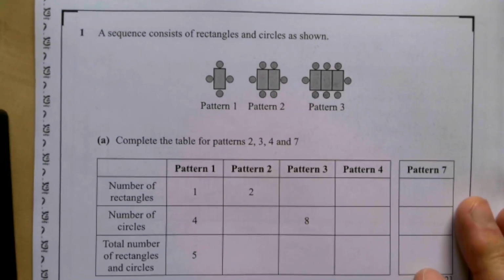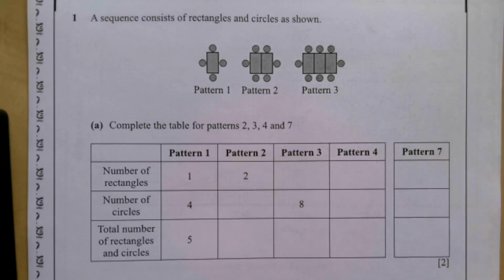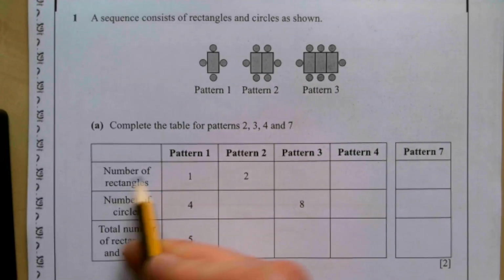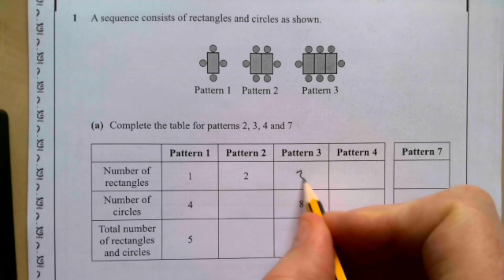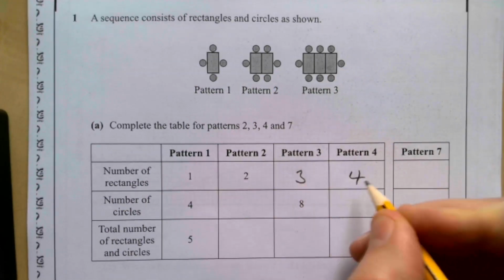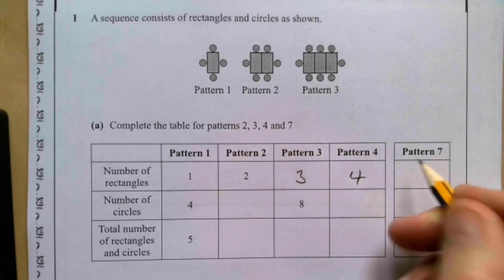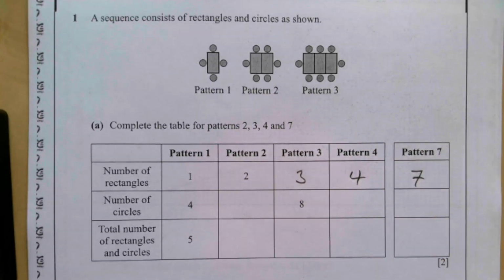A sequence consists of rectangles and circles as shown. Complete the table for patterns 2, 3, 4 and 7. So obviously number of rectangles 1, 2, 3. So 3 there, 4 there, and you can see 1, 2, 3, 4. So obviously we're going to have 7 rectangles then for that.